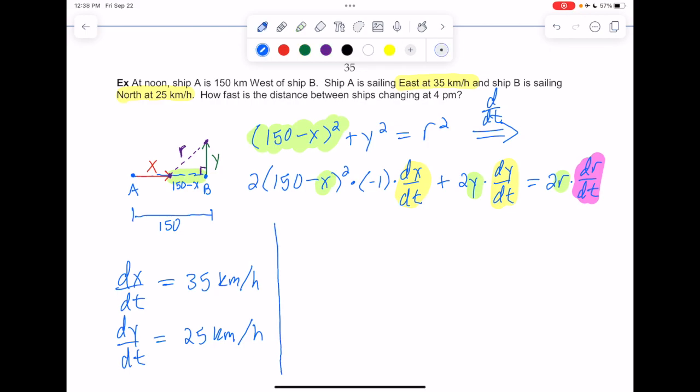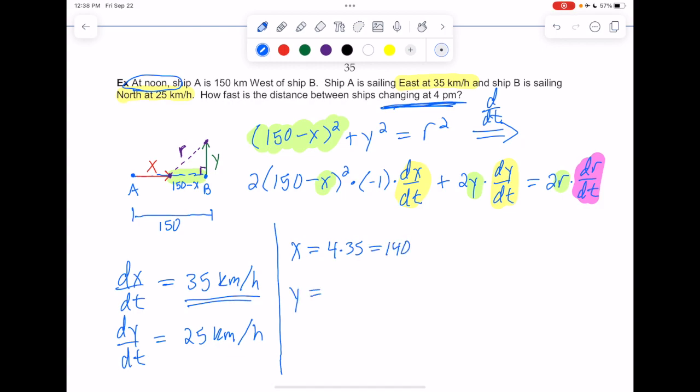So in order to find x, you have to think about how far the ship has gone since the beginning of the process. The process started at noon, and they're asking us to find the rate of change at 4 p.m., so that's 4 hours later. And x is changing at a rate of 35 kilometers per hour, so after 4 hours, that would be 4 times 35, which is 140 kilometers.